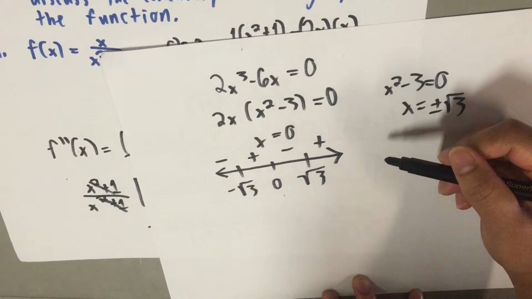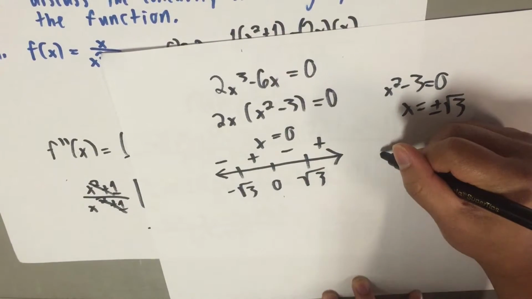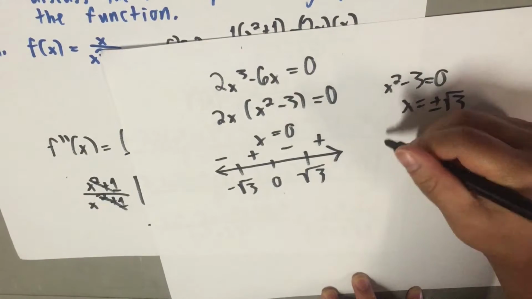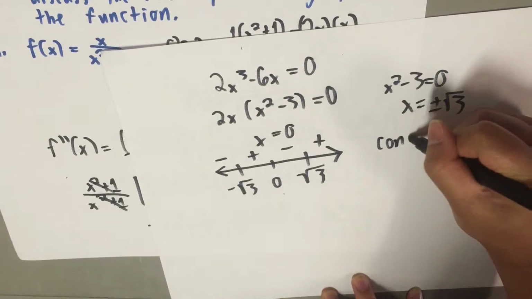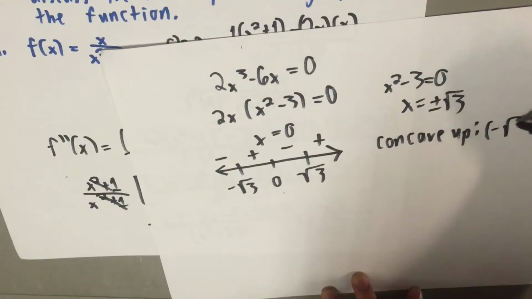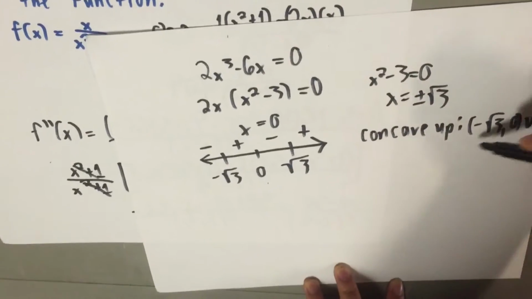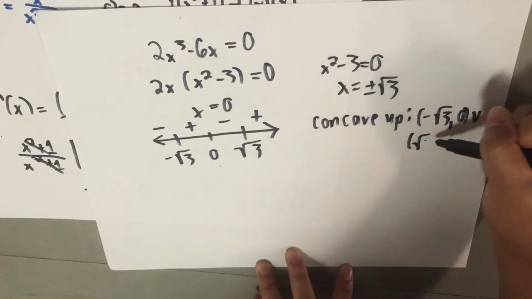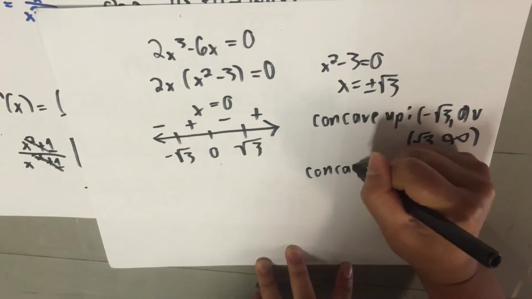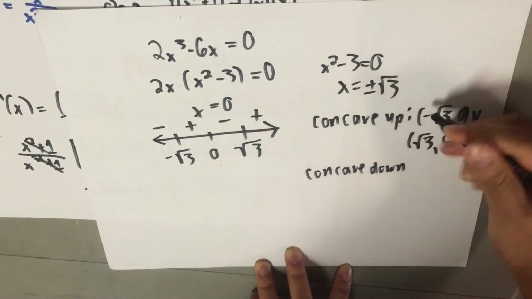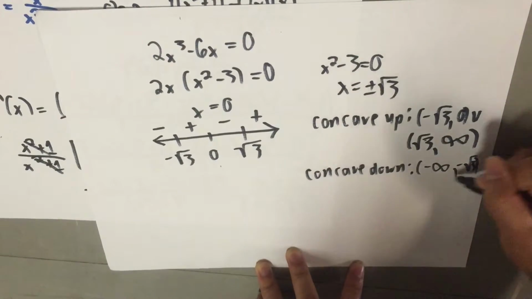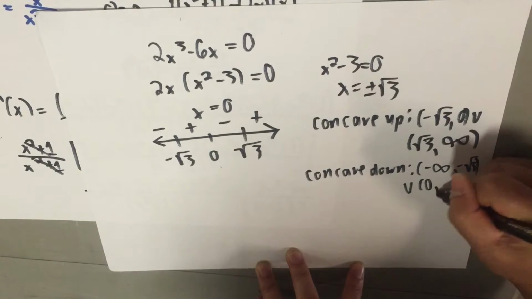And whenever it's positive, it's concave up, so it's concave up from negative square root 3 to 0, and square root 3 to infinity, and it's concave down from negative infinity to negative square root 3 and 0 to square root 3.